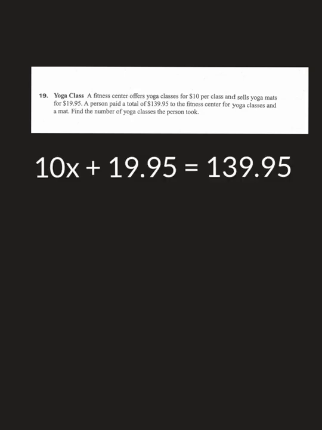So in this problem, since it costs $10 per class, and since you only buy a yoga mat once, and your total paid is $139.95, then this is what your equation will look like. Since x represents the number of classes, because that's what I'm trying to find, and 10 represents how much every single class costs, my equation looks like 10x plus the cost of the yoga mat equals $139.95, which is my total.